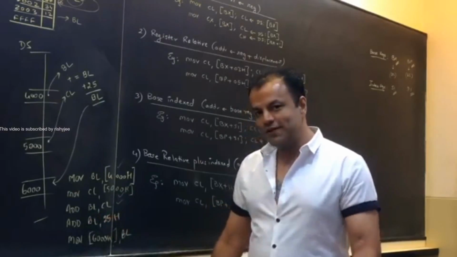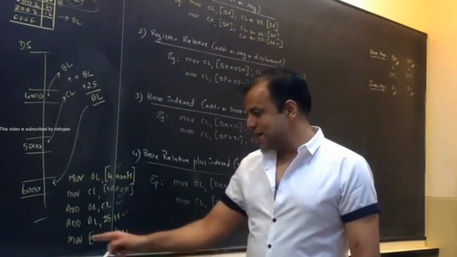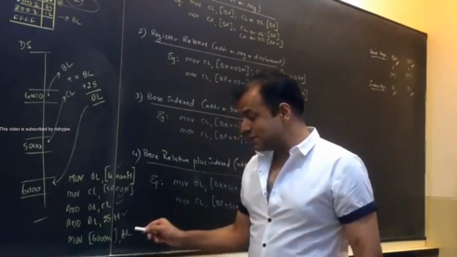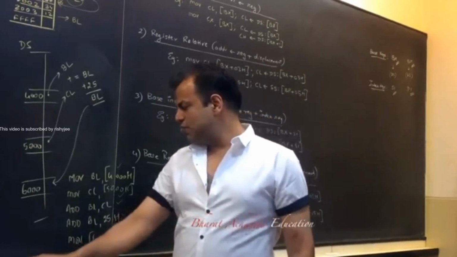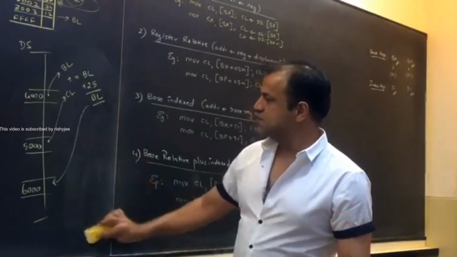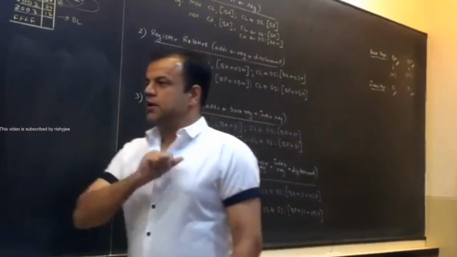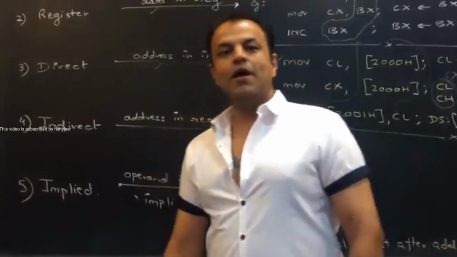Add BL comma 25. This is which addressing mode? This is immediate, because data is there in the instruction. And finally, move square bracket 6000 comma BL, direct addressing mode, because again you are given the address. So all I was doing was trying to make you understand all these addressing modes, when to use which addressing mode, just to make it more clear. So these are all examples of immediate, register and direct addressing mode.